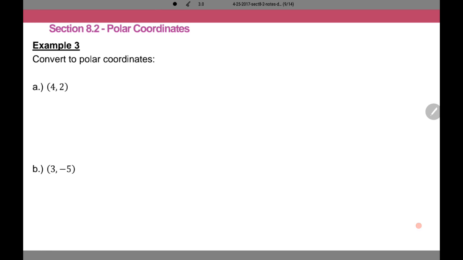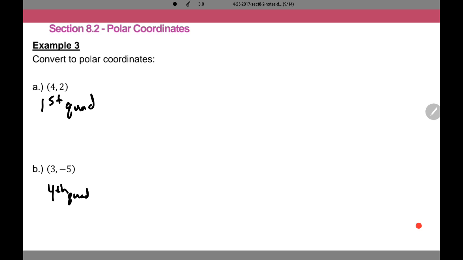And sometimes we have to go the other way. So in this case, we have to go the other way. Now, 4, 2, this is first quadrant. 3, negative 5 is in the fourth quadrant. Okay, we'll use that information as we go.